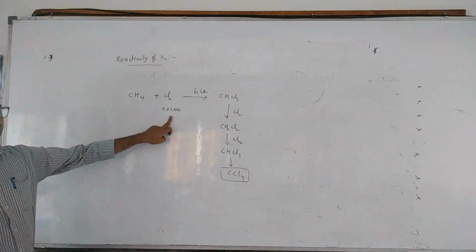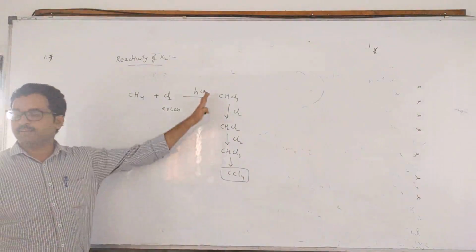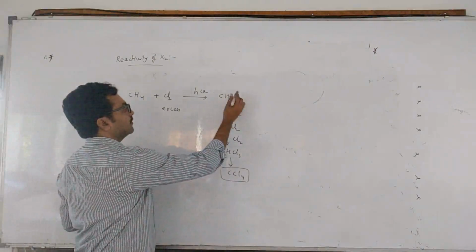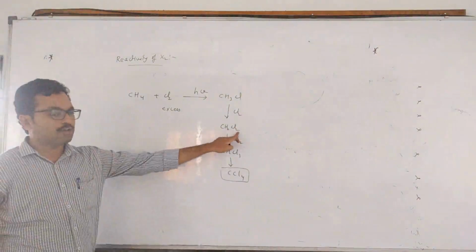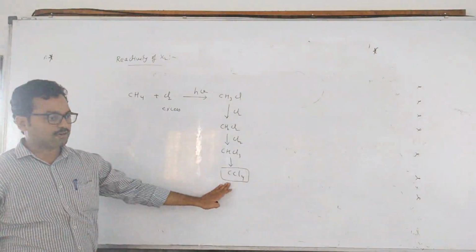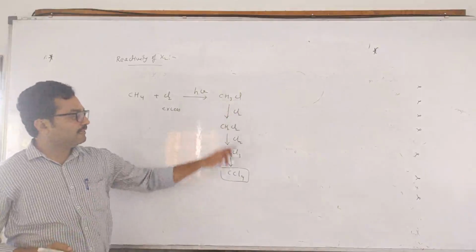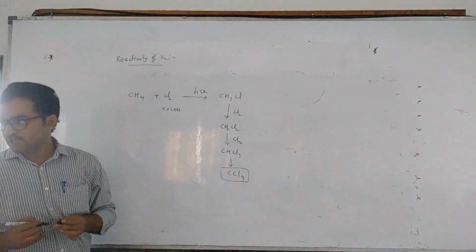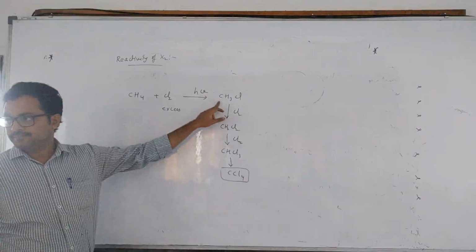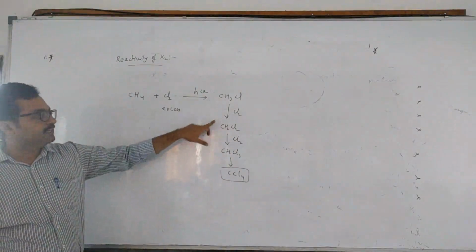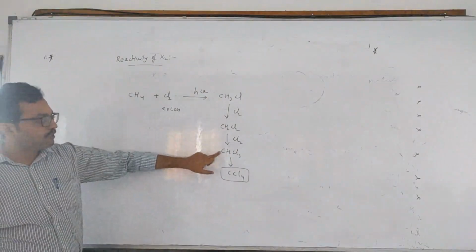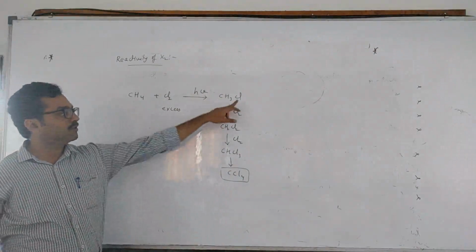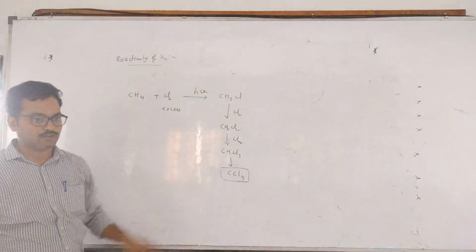If chlorine is in excess, what are the products formed? Tell me the names of these. Methyl chloride, methylene chloride, chloroform and carbon tetrachloride. Or you can say chloromethane, dichloromethane, trichloromethane, tetrachloromethane. Names are also important. What is the common name? Methyl chloride, methylene chloride, chloroform, carbon tetrachloride. Those are the common names. IUPAC names: chloromethane, dichloromethane, trichloromethane, tetrachloromethane.